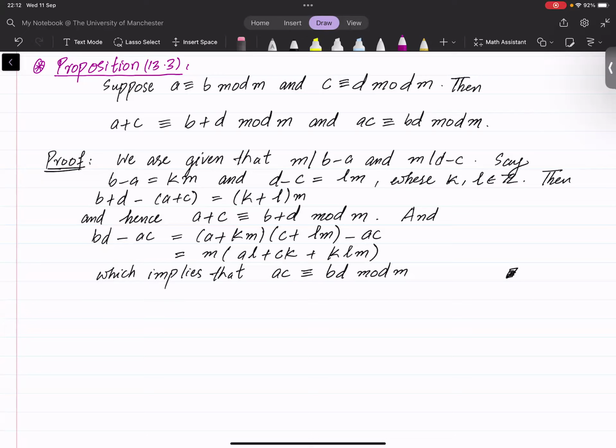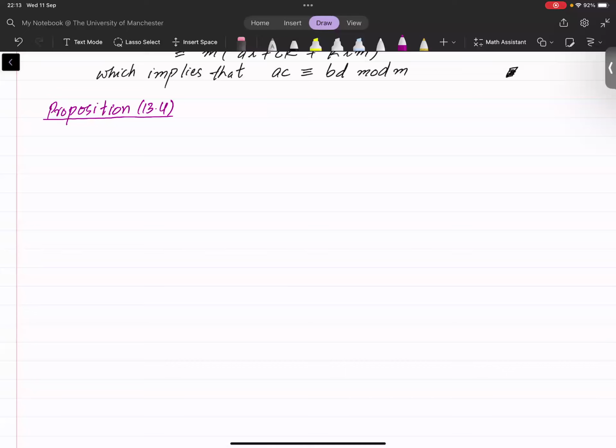The other proposition, 13.4, says that if a is congruent to b mod m and n is a positive integer, then a power n is congruent to b power n modulo m. Okay. We can also prove this.